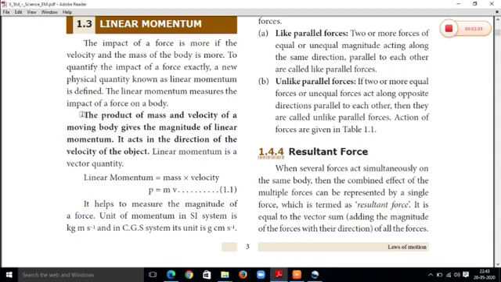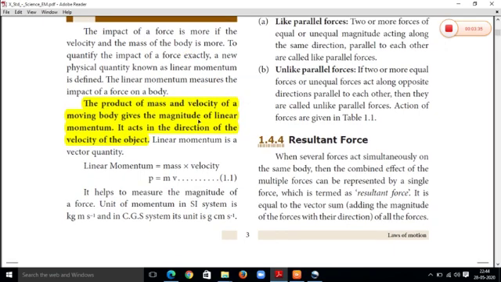Now, let us see the definition of linear momentum. The product of mass and velocity of a moving body gives the magnitude of linear momentum. It acts in the direction of the velocity of the object. Linear momentum is a vector quantity having both magnitude and direction. Linear momentum is equal to mass into velocity. Linear momentum is denoted by the letter P. P is equal to mv. It helps to measure the magnitude of a force.